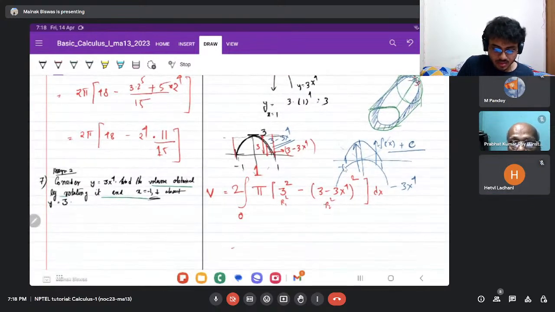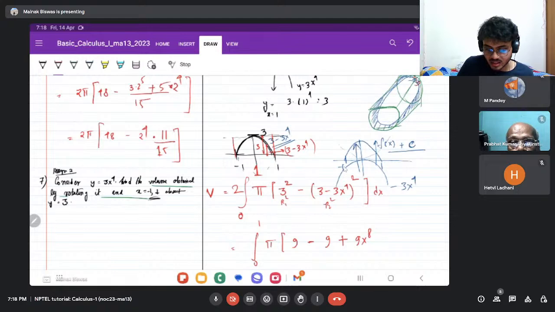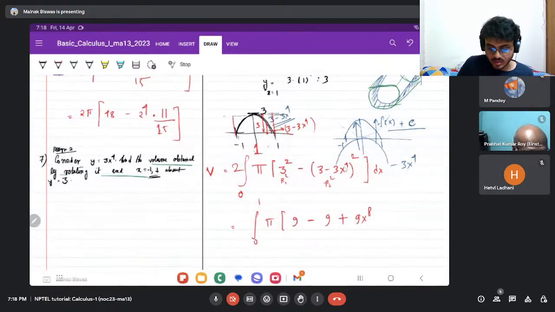So this is very simple now. What will you be left with? 0 to 1, pi, 9 minus 9 plus 9x to the power 8. Sorry, 9x to the power 8 is negative. Minus becomes plus 18. Or you can do something else.